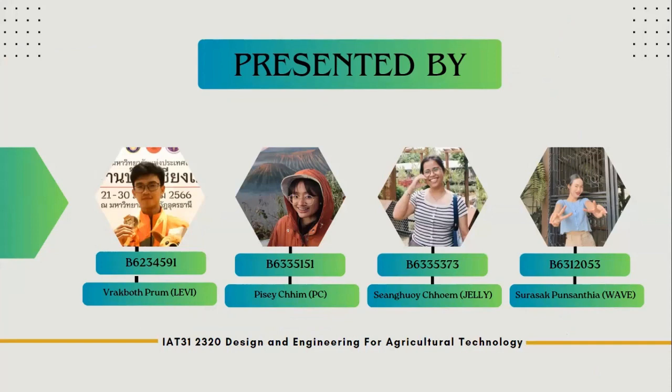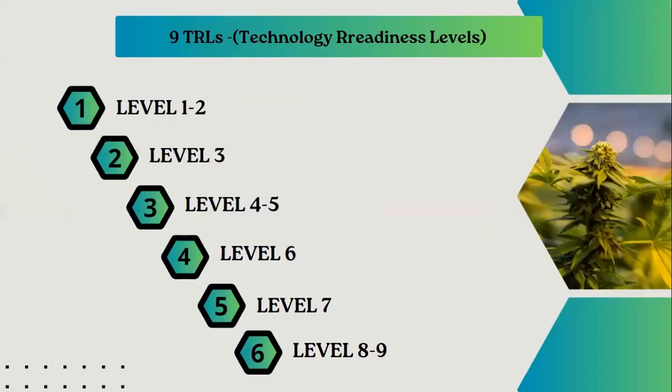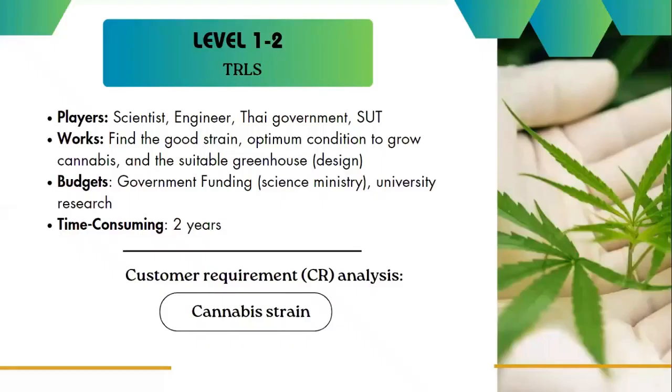So next, these are the 9 TRL levels, or the 9 technology readiness levels, that we have defined from the previous weeks. We have levels 1 and 2, level 3, levels 4 and 5, level 6, level 7, and levels 8 and 9. Next we will define these levels to find out the customer requirement analysis for the house of qualities.